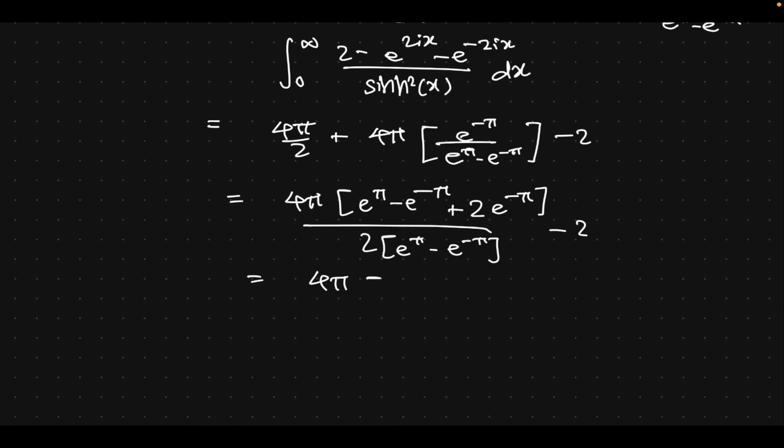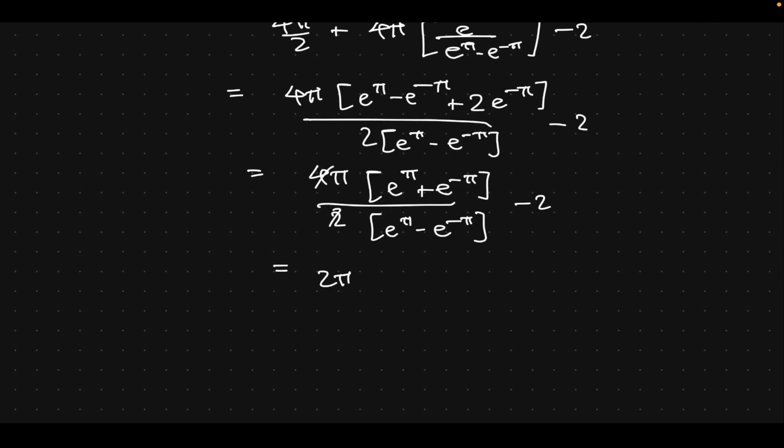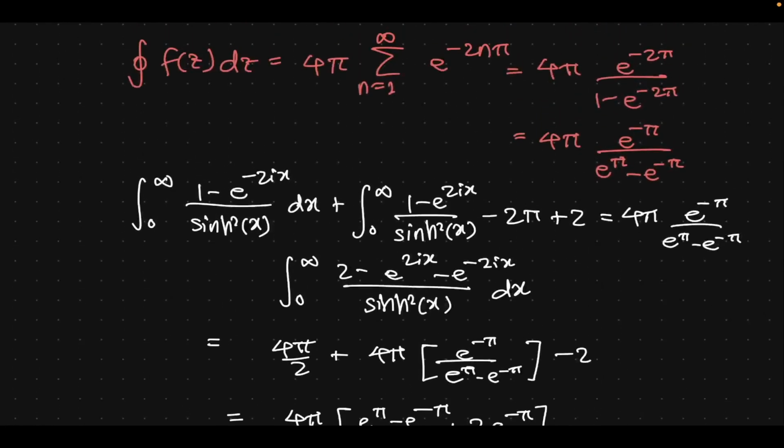This is 4 pi times e to the pi plus e to the minus pi over 2 times e to the pi minus e to the minus pi, minus 2. This is 2 pi because that cancels. And this you can compare with the definition of whatever we have. We can divide numerator and denominator by 2 for each of these individual fractions, and you'll notice we get cosh pi over sinh pi minus 2, which is actually 2 pi coth pi minus 2. This was the left hand side, the right hand side.